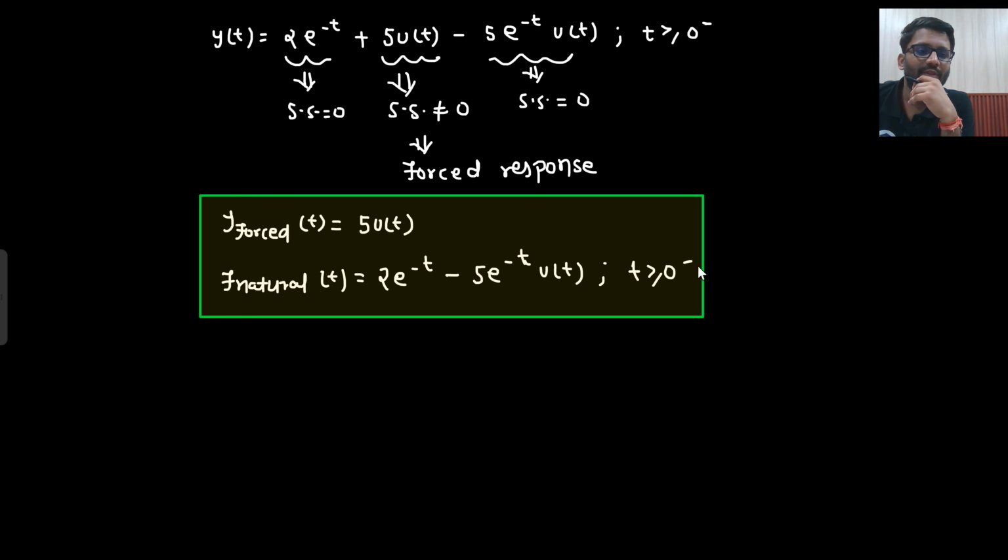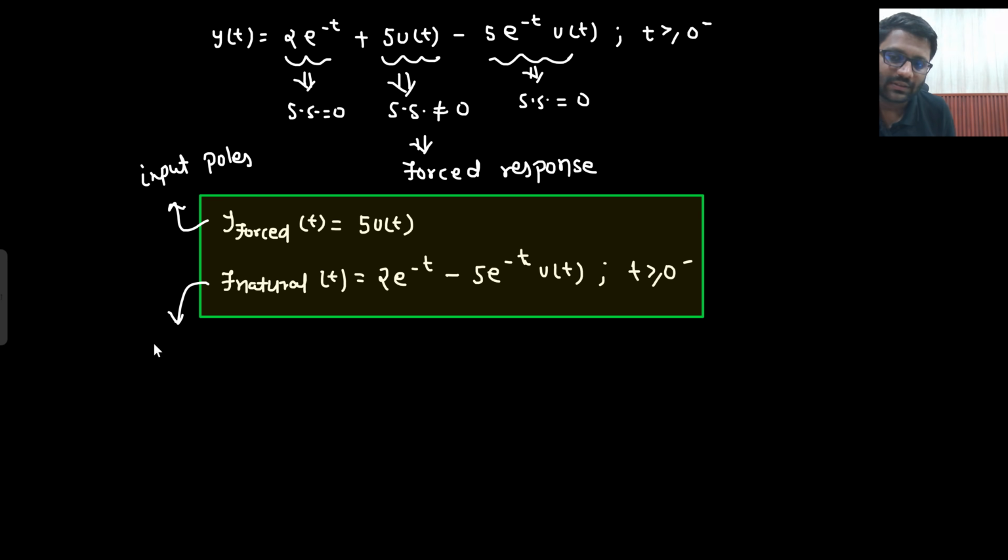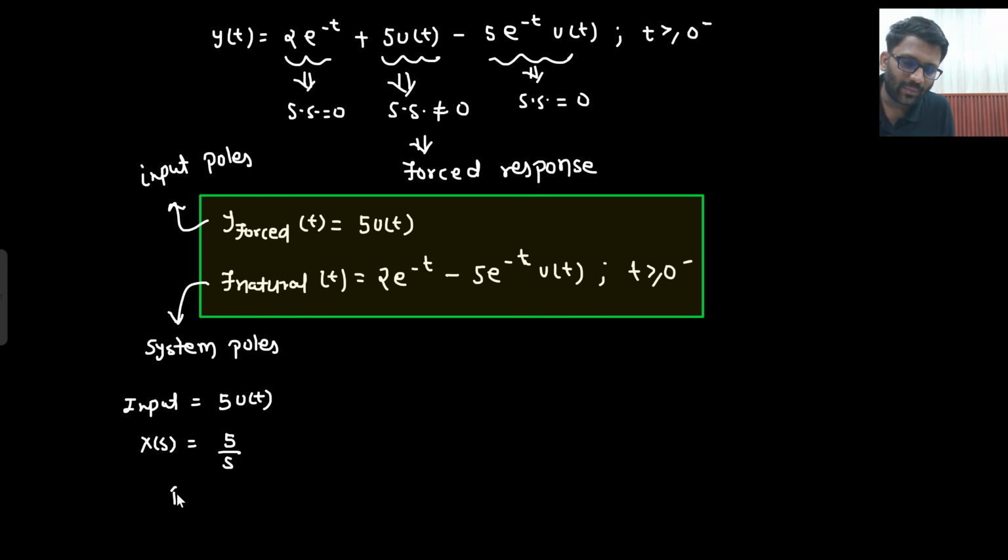Can you make another conclusion from here? This forced response is coming because of input poles, and this natural response is coming because of system poles. What do I mean by that? Let's see. What is your input? Input is 5 u(t). That means what is your X(s)? 5/s. Where will be its pole?